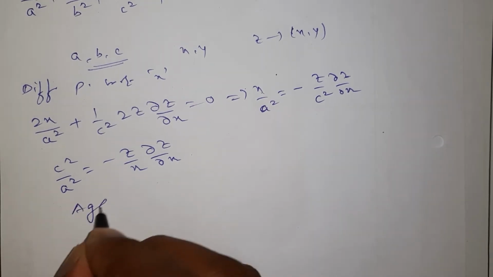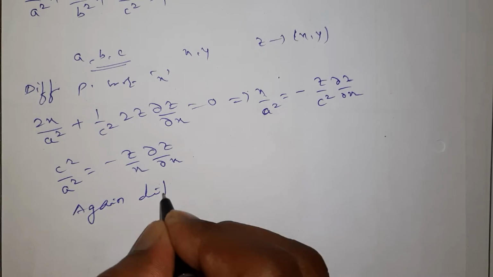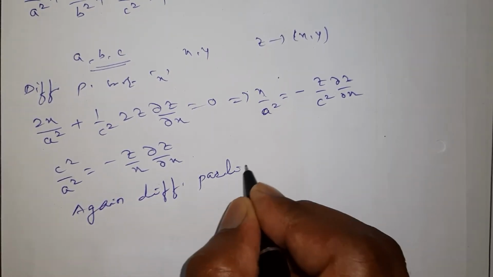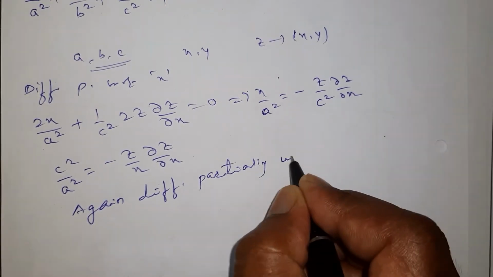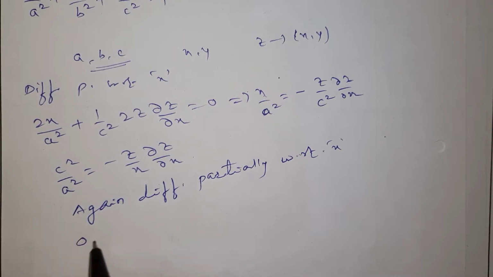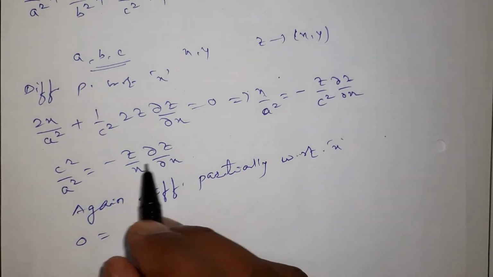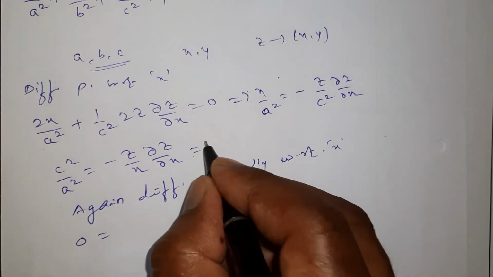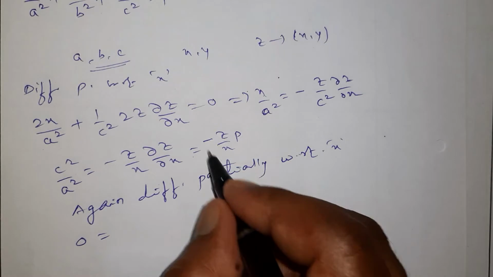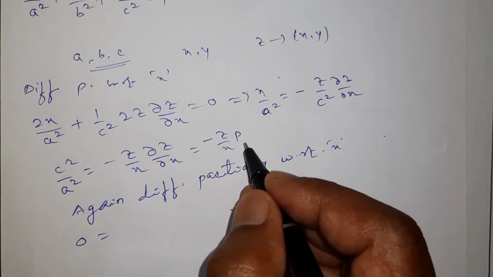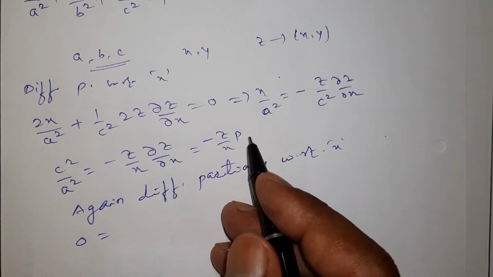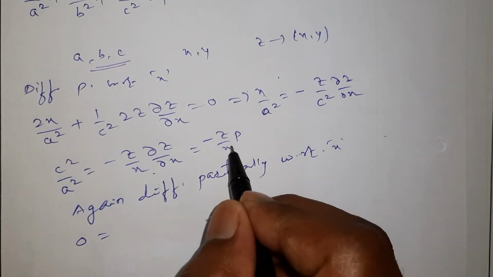Again differentiate partially with respect to x. Do it. 0 is equal to, here using the u into v rule, make it simple, minus z upon x into p. If you write in this way, then also it is good. You will get it in terms of p. No problem, because dou z by dou x is anyway p. You use this one or this one, no problem.